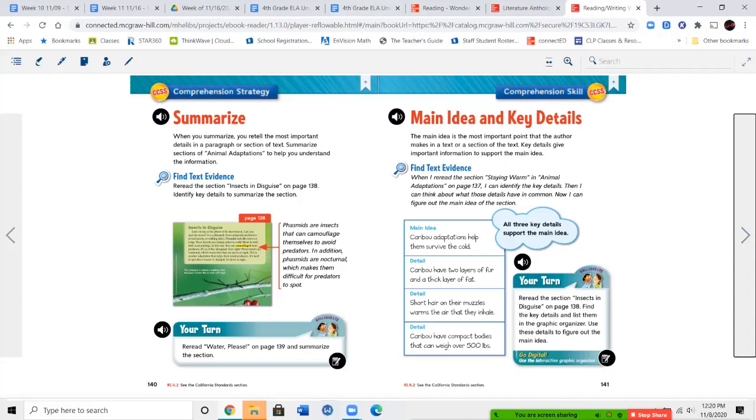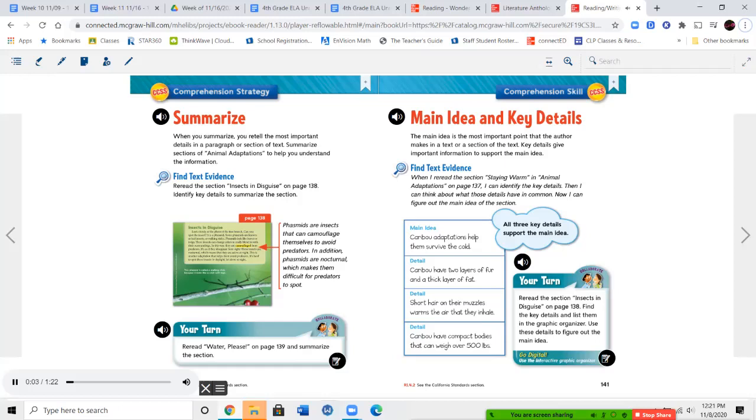Summarize. When you summarize, you retell the most important details in a paragraph or section of text. Summarize sections of Animal Adaptations to help you understand the information. Find text evidence. Identify key details to summarize the section.